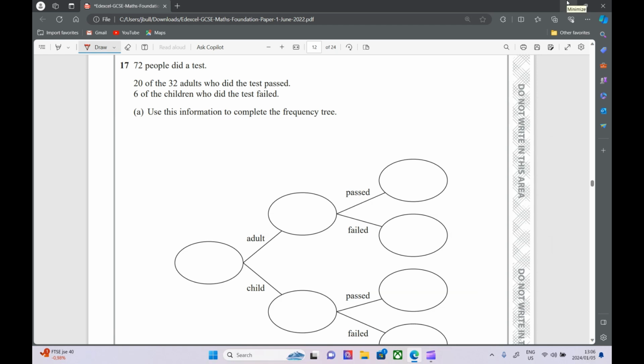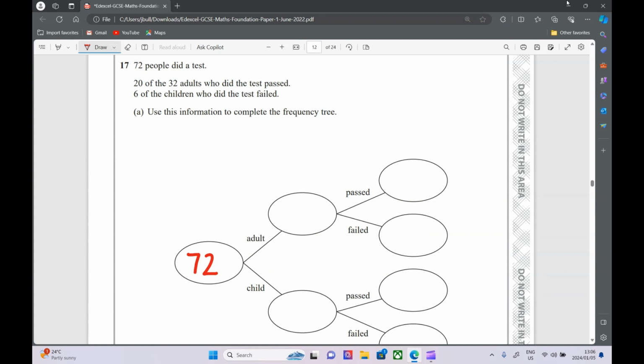Question 17 is a frequency tree question. In my experience, students are pretty good at these questions, but let's have a look at it, just go through it so you have an example to fall back on. So 72 people did a test. So that is the total number of people. So the total always goes in this first bubble there. So that's the total, 72 people in total.